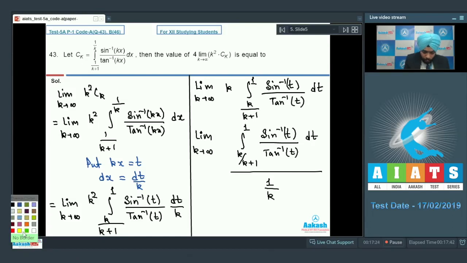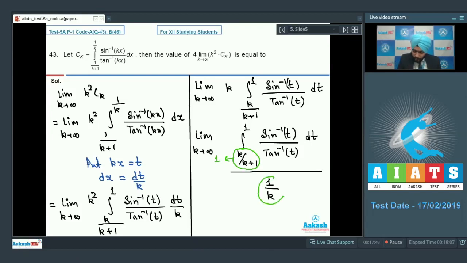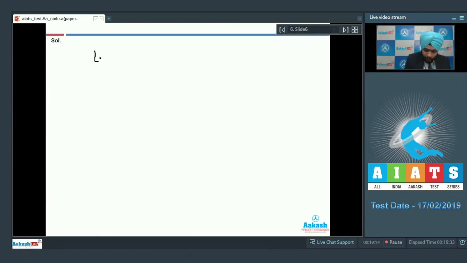Students, what I am trying to convert the things into, I can see that as k tends to infinity, this limit is tending to 1. So the integral from 1 to 1 of any particular function inside will be 0 because the limits are the same. So that means numerator is 0, denominator is 1 upon k, that also tends to 0 when k tends to infinity. So it is 0 by 0 form, which means that I can apply L'Hospital rule over here.